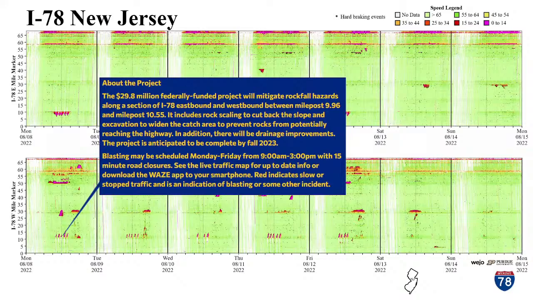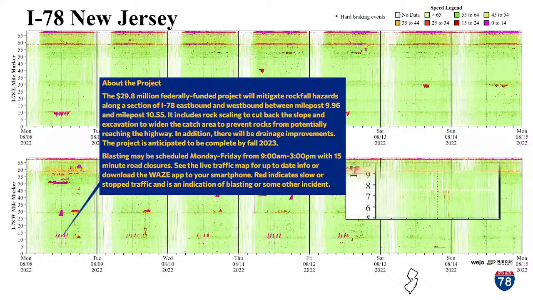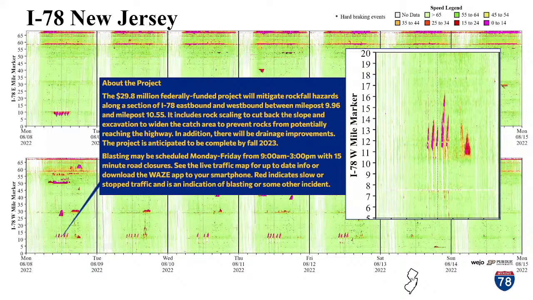And you can clearly see Monday to Friday the closure every day, and then nothing on Saturday and Sunday. If we zoom into the heat map, the white patches just below the congestion are when we have no data. That's basically no cars driving through, which is a road closure.